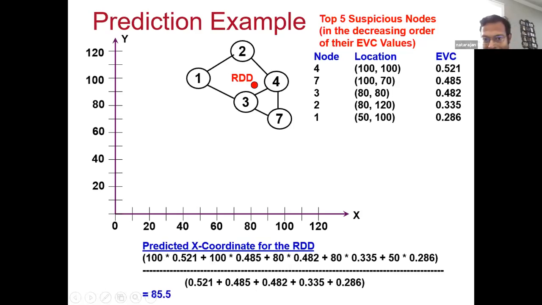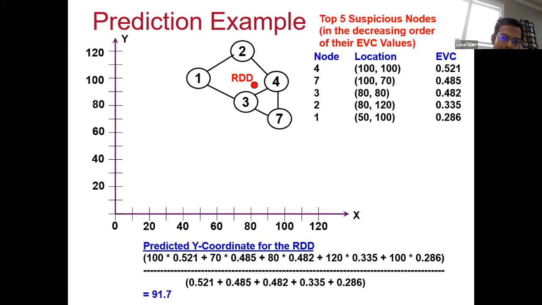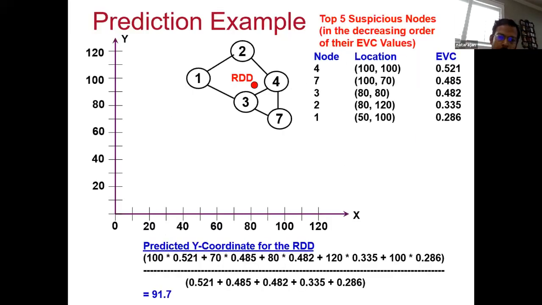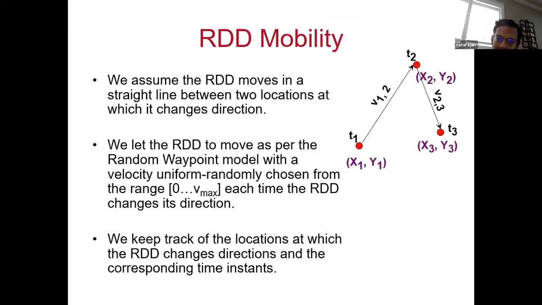So what essentially we can predict is that for that particular sampling time period, the location of the RDD is 85.5 and 91.7. And then what we could do is, at the end of the sampling time period, there'll be a particular time unit, right? At that particular time unit, we can also find out from our mobility profile of the RDD where the RDD was actually, okay?